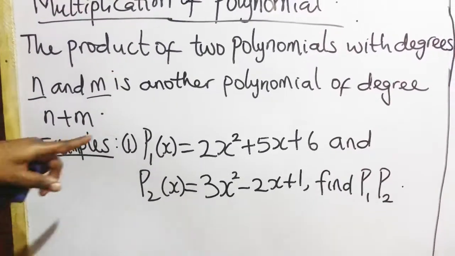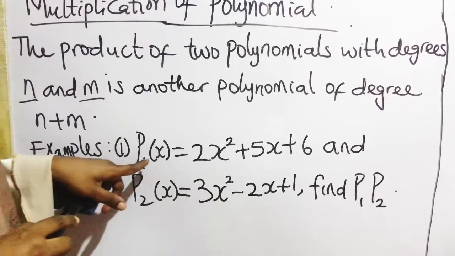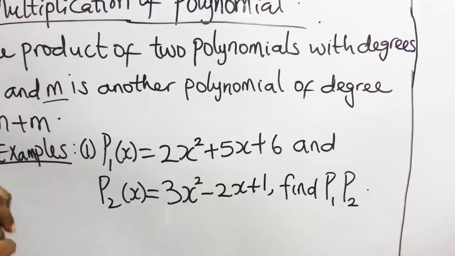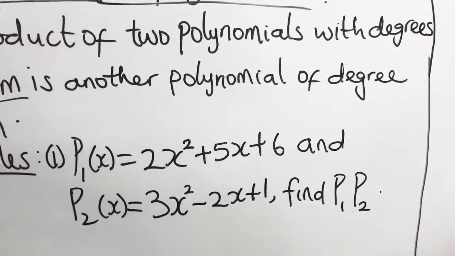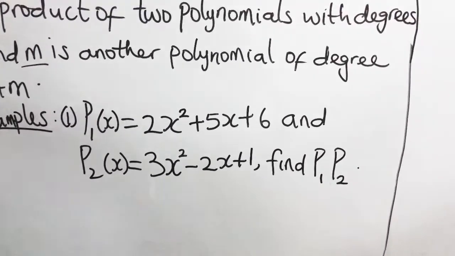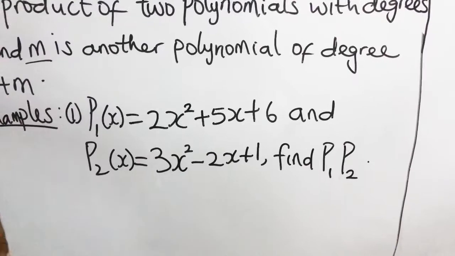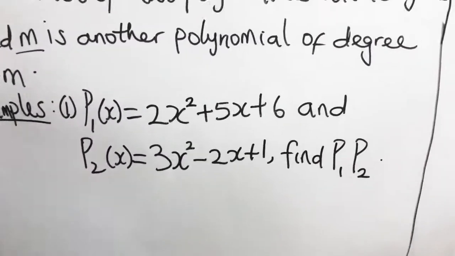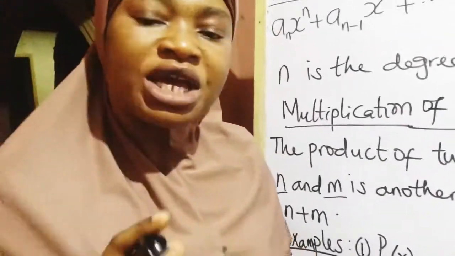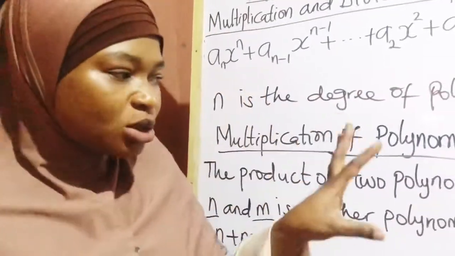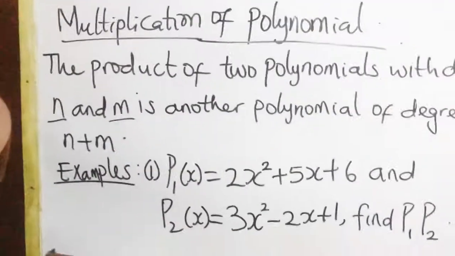For example, P1 of x is equal to 2x squared plus 5x plus 6, and P2 of x is equal to 3x squared minus 2x plus 1. Find P1 multiplied by P2. Now we have two methods that we can use. So I'll show you the two methods now. So, method 1.